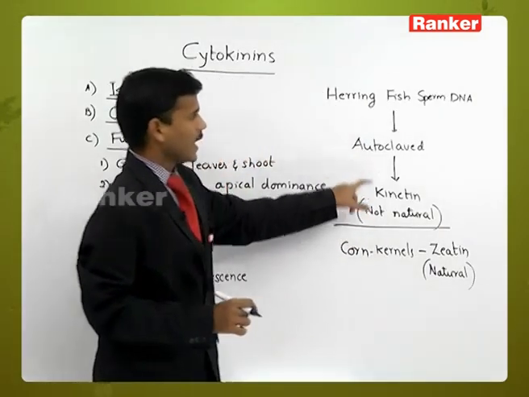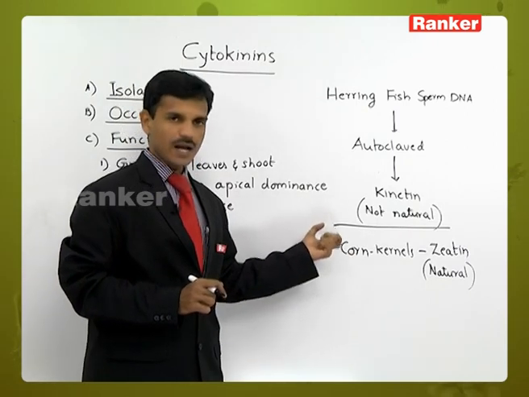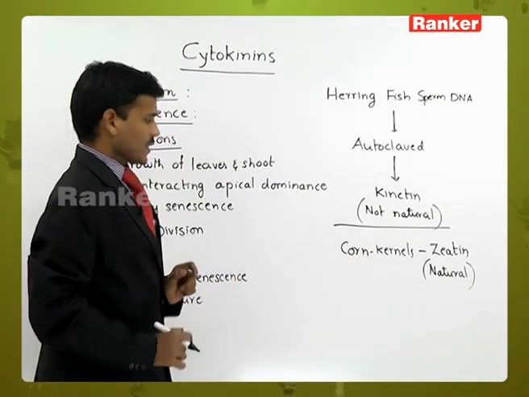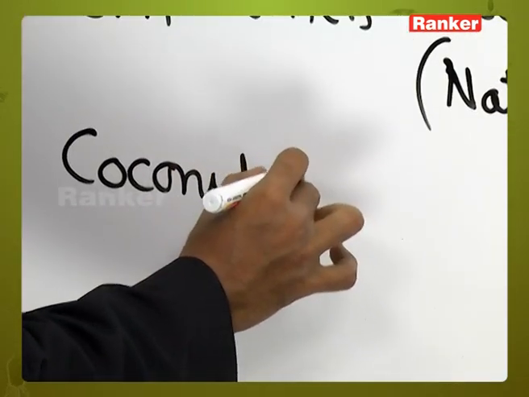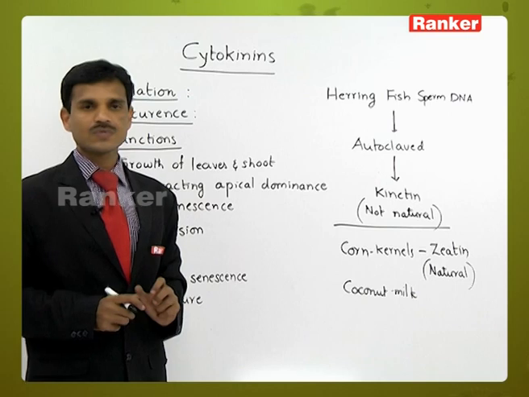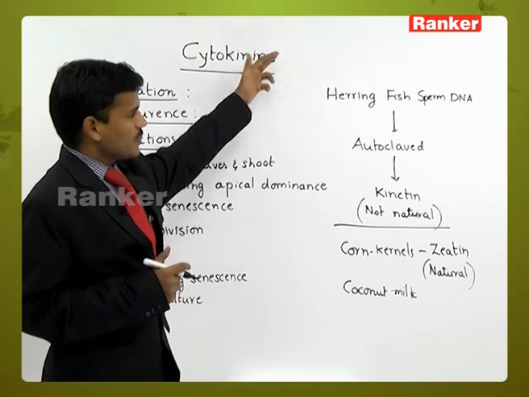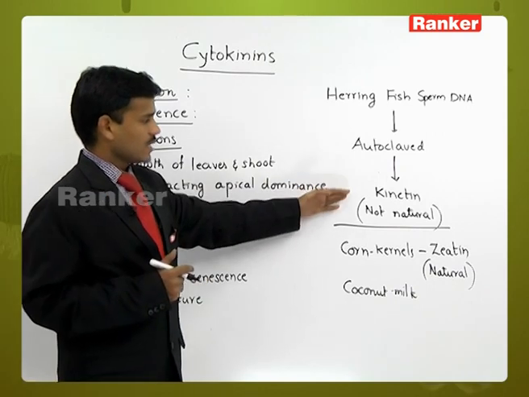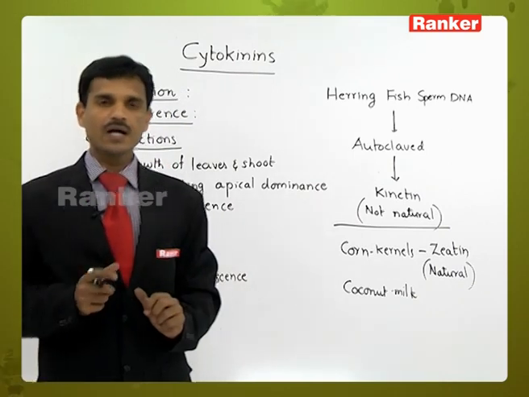Kinetin comes from one animal's sperm DNA, so it is not natural. But corn is a plant, and from these plant seeds zeatin is extracted. It is natural. From coconut milk also, some natural cytokinins are extracted. First, cytokinins were isolated from human urine, from different animals, and from plant materials. So kinetin is not natural, zeatin is natural, and coconut milk also yields cytokinins.